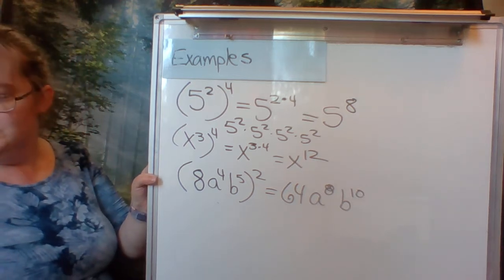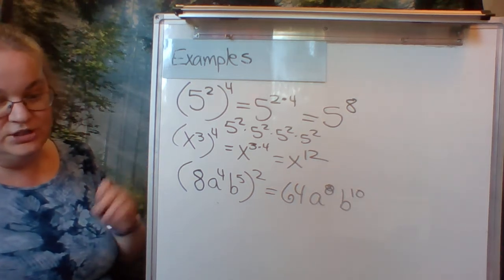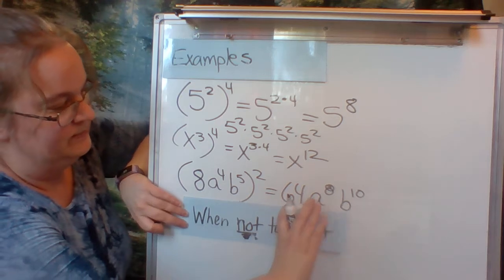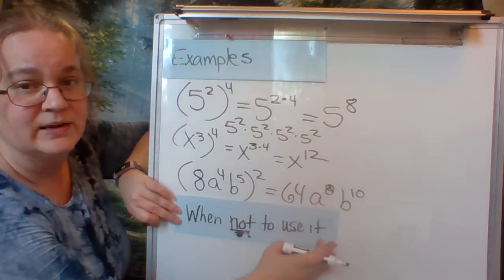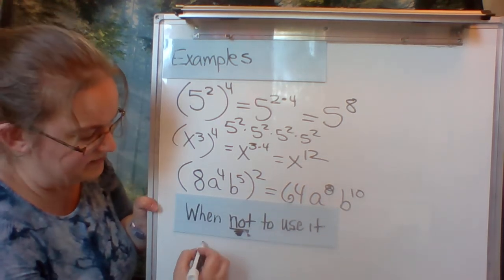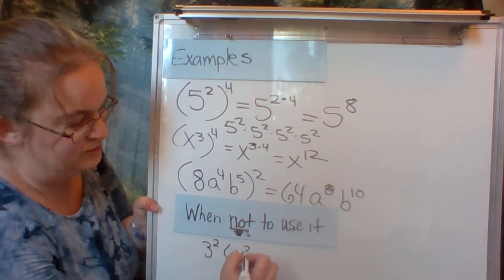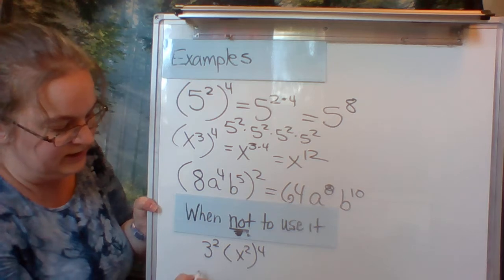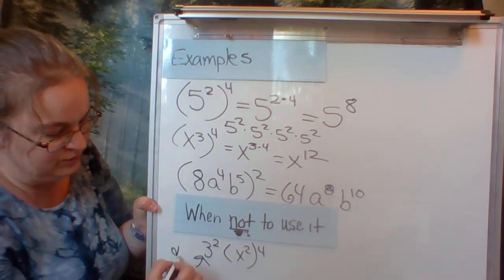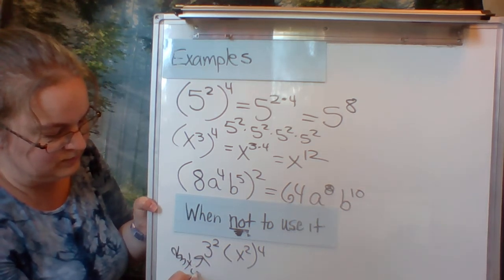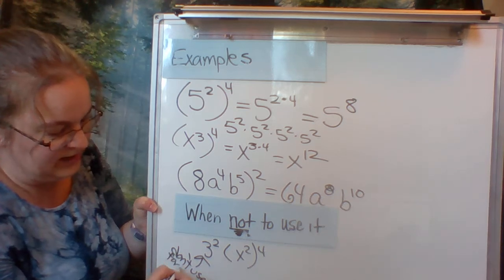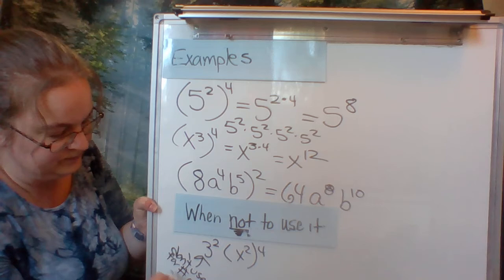Okay? So finally, when not to use it. Okay? So if I have something like 3 squared, x squared to the fourth, okay, you don't use it for the number outside the parentheses.